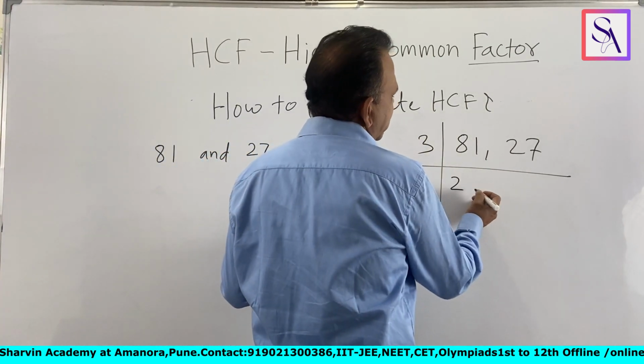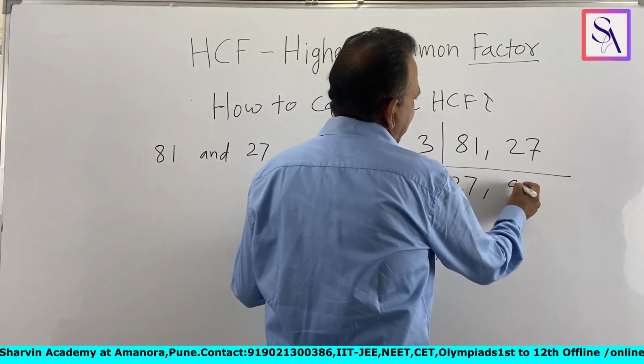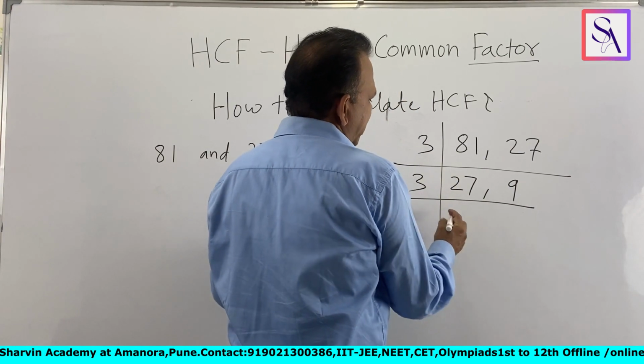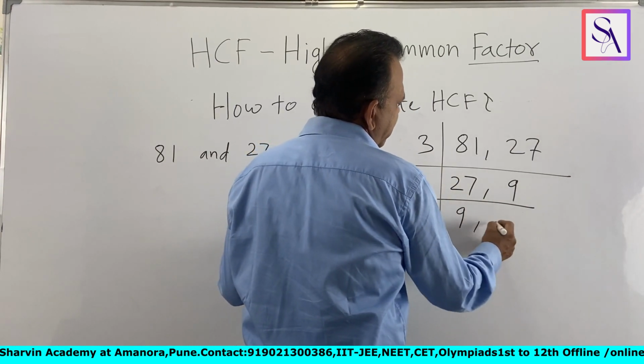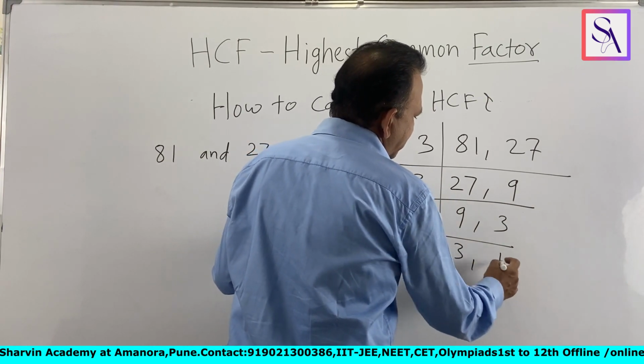3 2s are 6, 3 7s are 21, then 3 9s are 27. So 27 is there, and we know that 3 is the number. 3 9s are 27, 3 3s are 9, 3 3s are 9, 3 1s are 3.